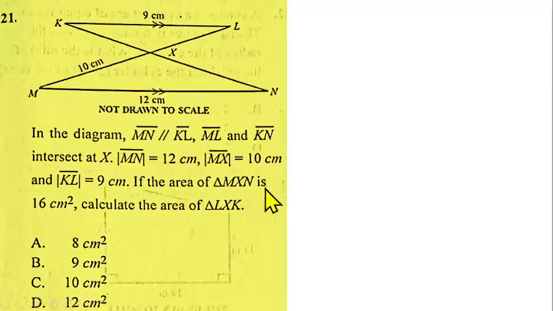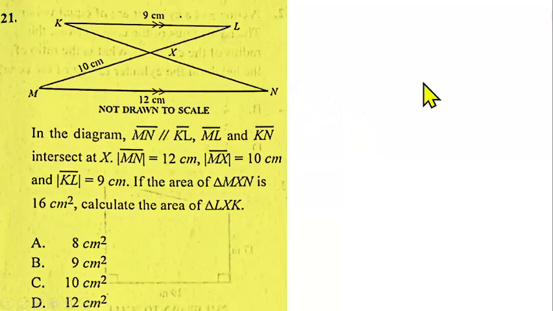MXN is 16 centimeters squared, calculate the area of the triangle LXK. You have to find the area of this triangle here, given the area of this triangle. Of course, like I told you, the question is from plane geometry. So the first thing is to check if this triangle and this triangle are similar.